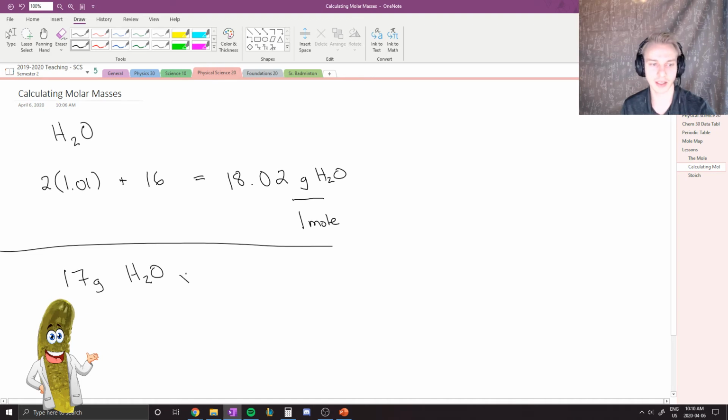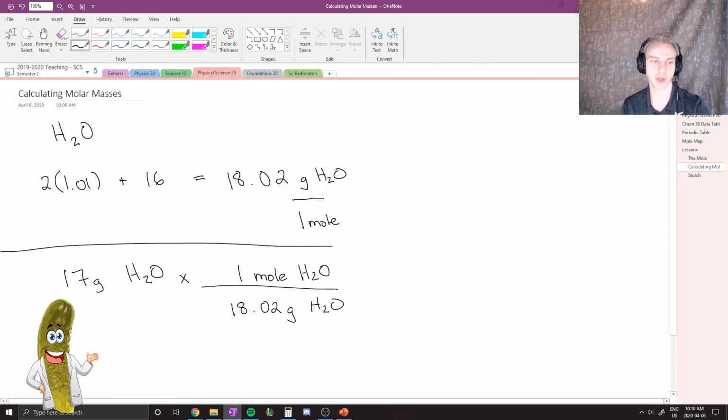I now have a value that I can use when I do my dimensional analysis line. I now have a value that I can use for the number of grams to get straight into moles. So we see we have grams of H2O up top. We would want to put this 18.02 grams of H2O on the bottom, and we know that that is equal to 1 mole of H2O.